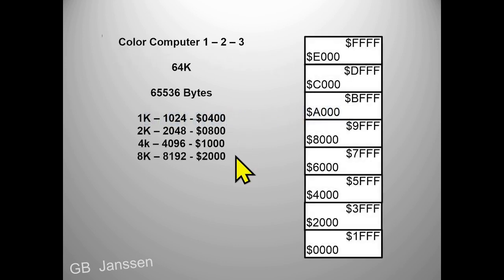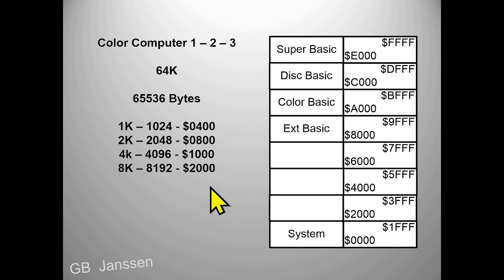Okay, well, let's do some history of Color Computer 1, 2, and 3. So basic things. Okay, we know that we got 64K, and it's laid out in 8K chunks. Okay, so 8K chunks times 8 is 64K. Okay, and that's what we got right there. And when you start the computer up, this is what we're going to see. It's all 1, 2, and 3.